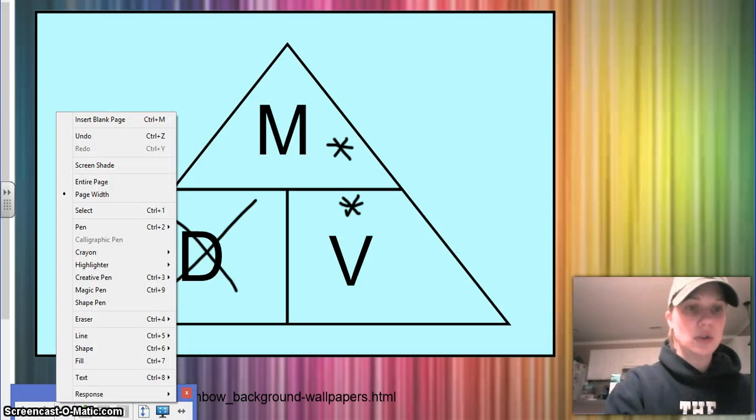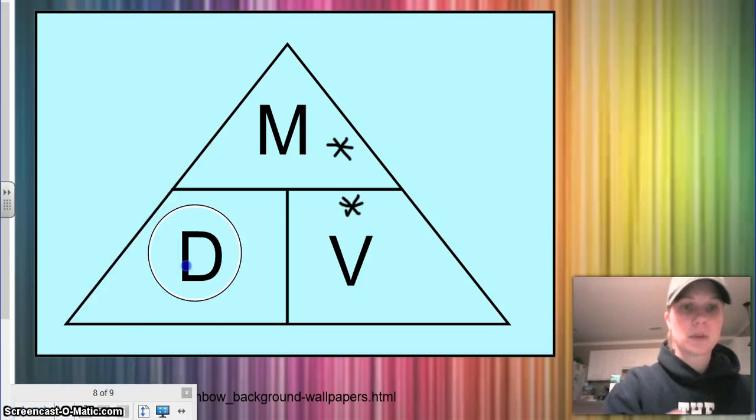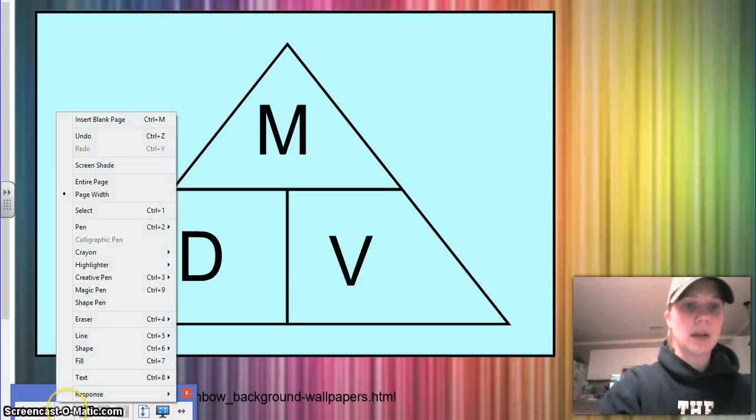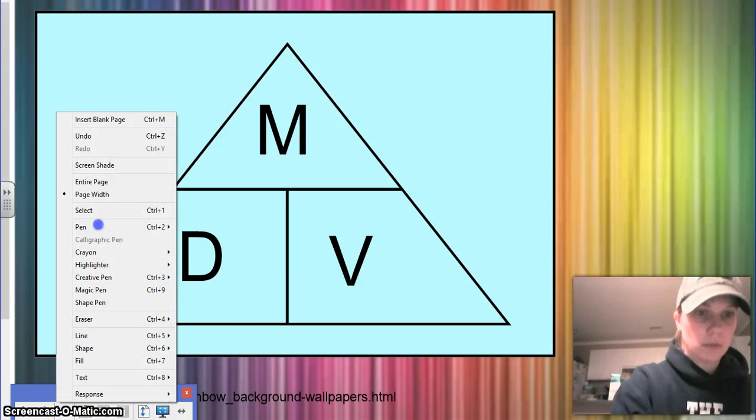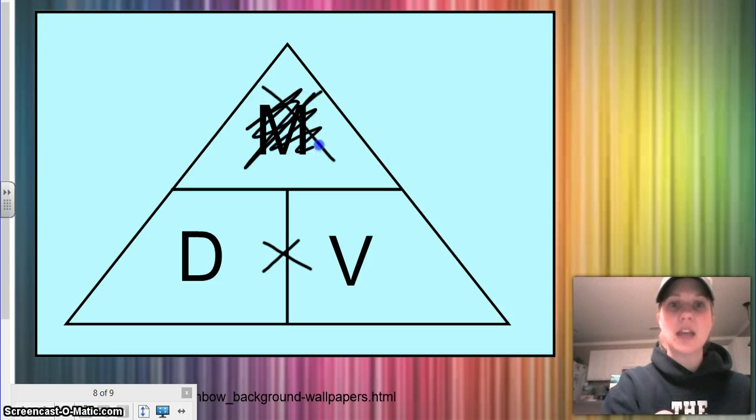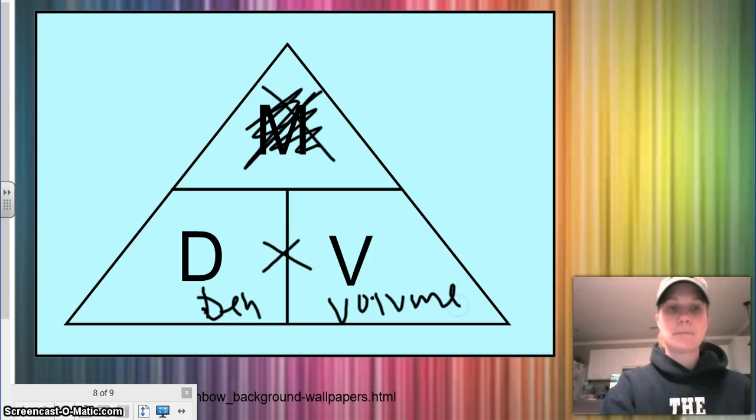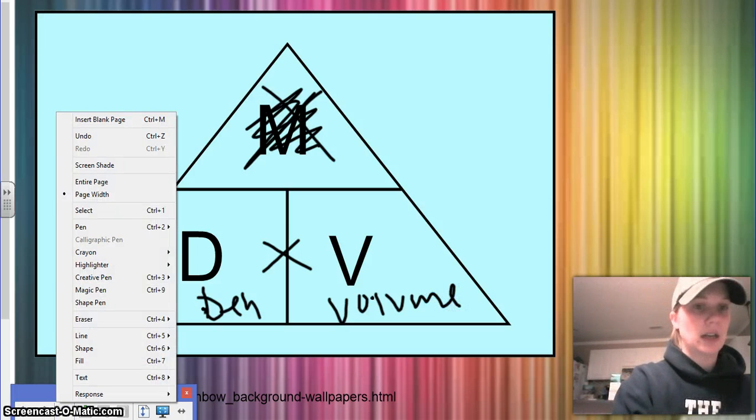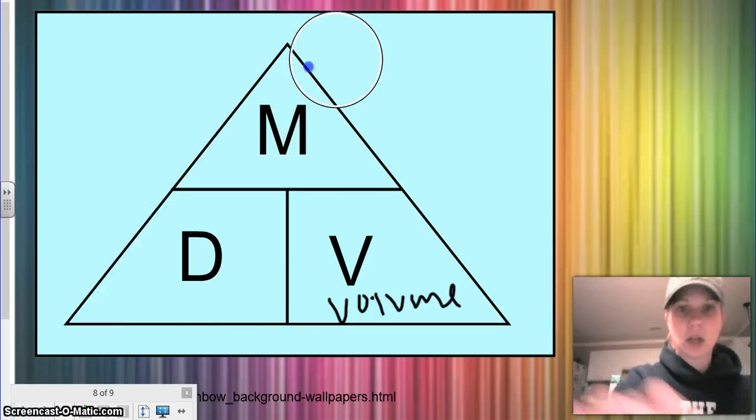Let's say I wanted to solve for mass, okay? If I want to solve for mass, I'm going to ignore that. I have d times v. They're right next to each other. So if I'm solving for mass, I cover up the m. I'm left with d next to v. d times v, the density times the volume. Okay? So then you kind of see where this is going. You're kind of picking up what I'm laying down here.